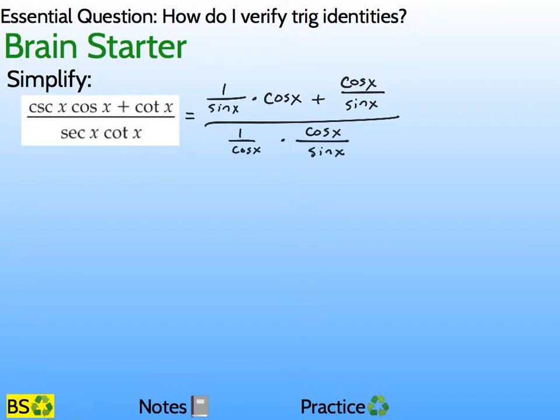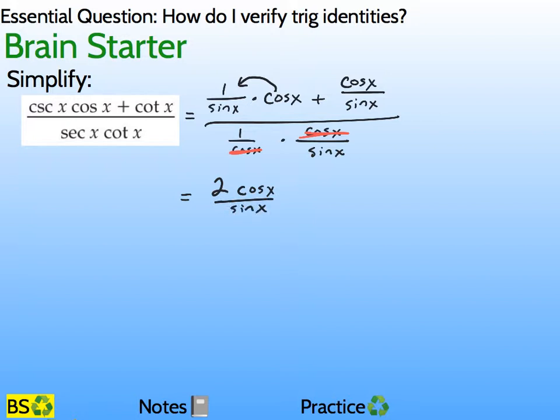Now, we can cancel some things out here. One thing I see is that those cosines on the bottom can cancel out. And also, one nice thing to know here is that that cosine of x over sine of x is the same as the other one. So really, we can rewrite this thing as 2 cosine of x over sine of x.